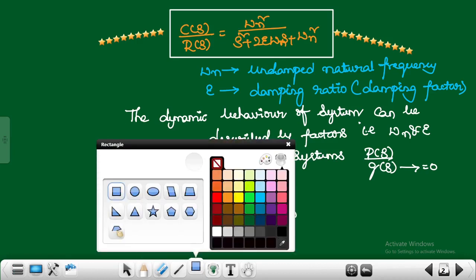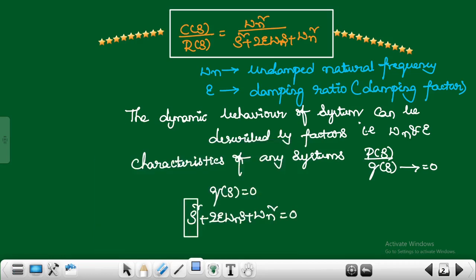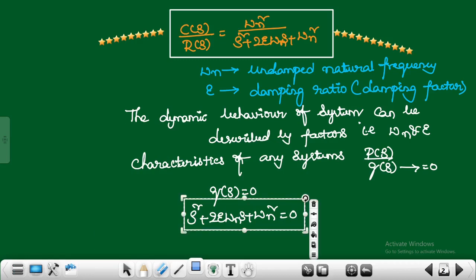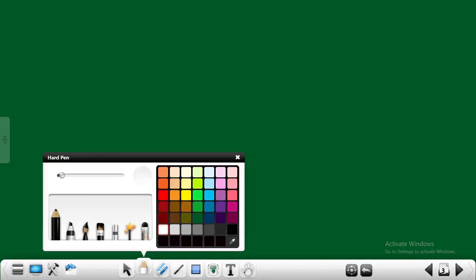By taking this, we are going to see the behavior of the second order system. So characteristics of the second order systems can be decided by using this equation. Let us see. Whenever you make s square plus 2 zeta omega n s plus omega n square equals to 0, you can make this as, just I am adding and subtracting.